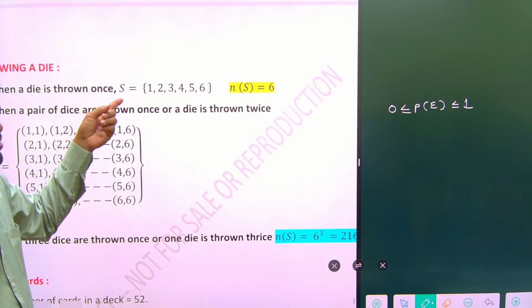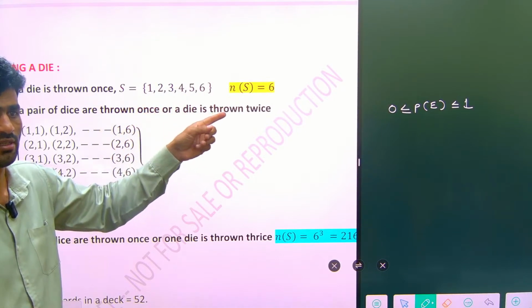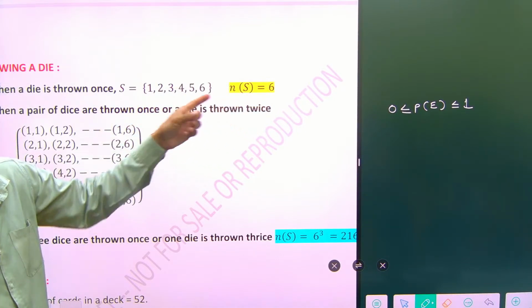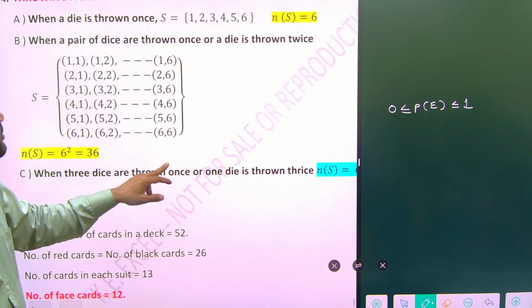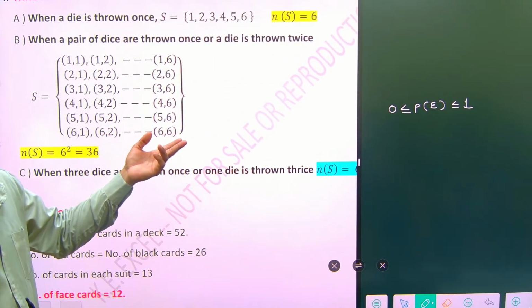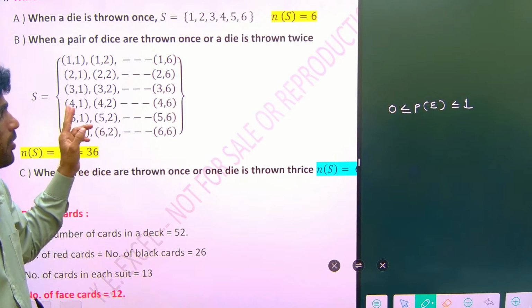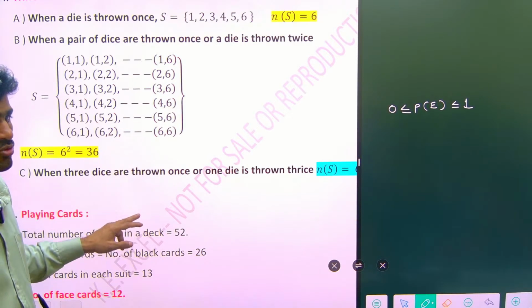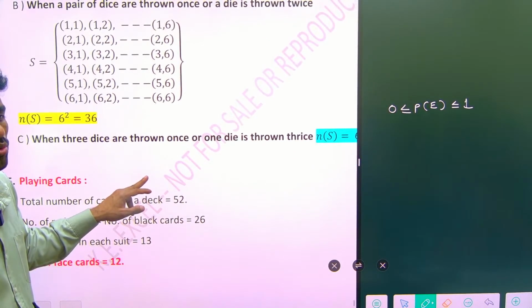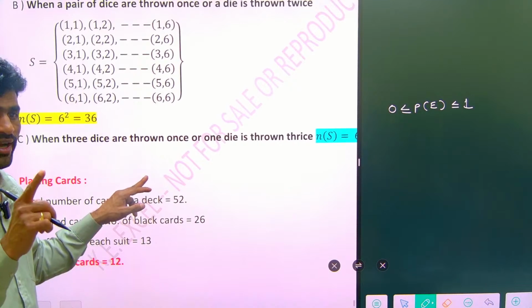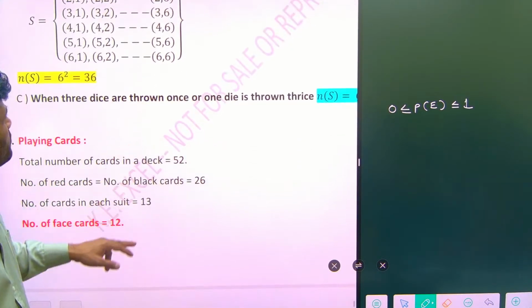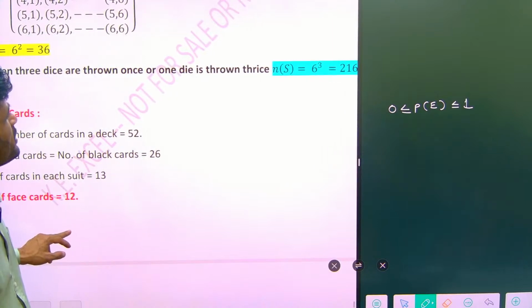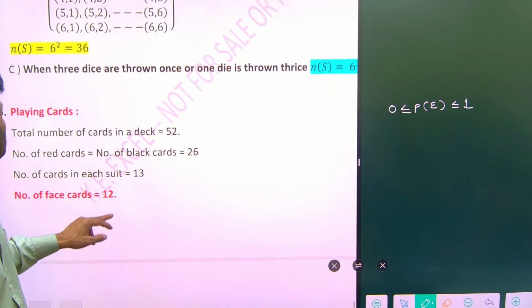Dice, single die, 1, 2, 3, 4, 5, 6, total are 6. In that, according to the question, you have to select favorable outcomes. This is the sample space of 2 dice at a time. We discussed just now. 1, 1 to 6, 6, total 36 will be there. 6 power 2. 2 dice, 6 power 2. 1 dice, 6 power 1. 3 dice, 6 power 3. Like that. 6 power 3 is 216 for 3 dice.